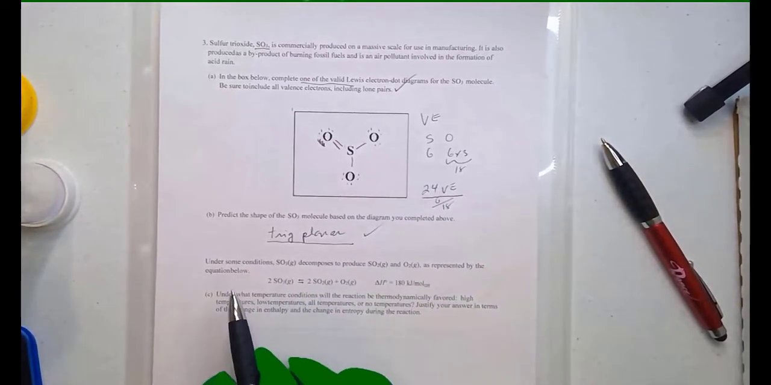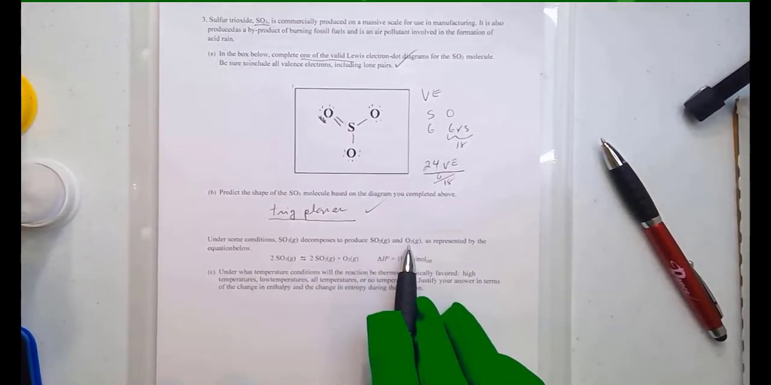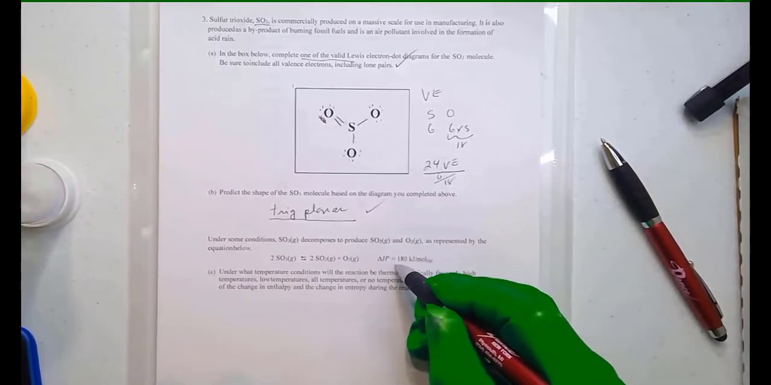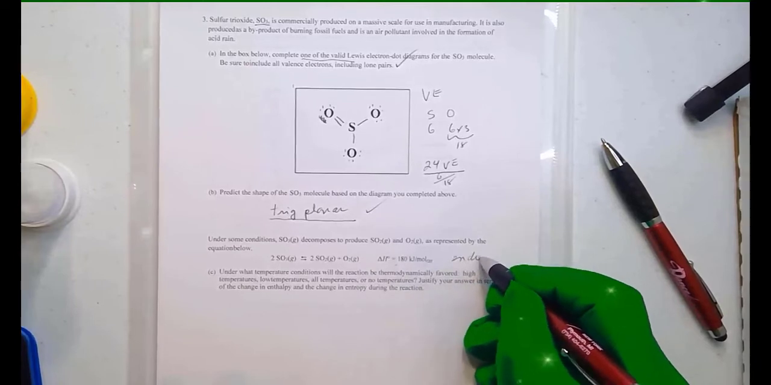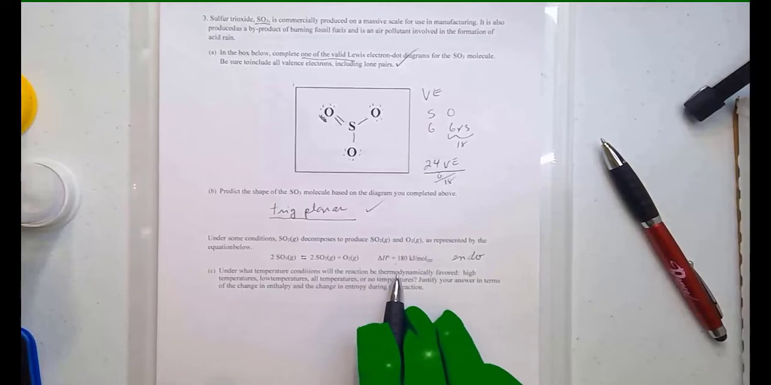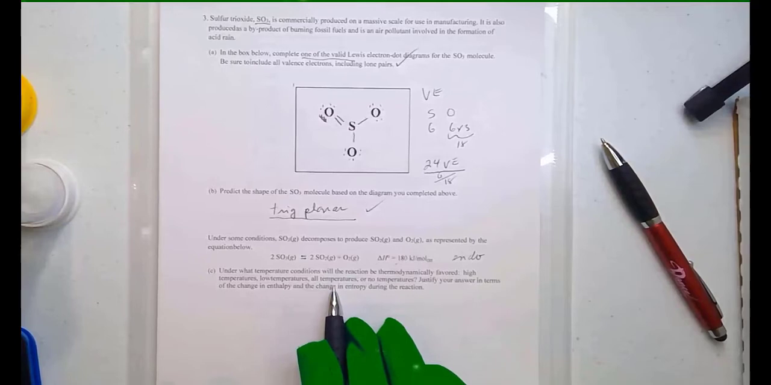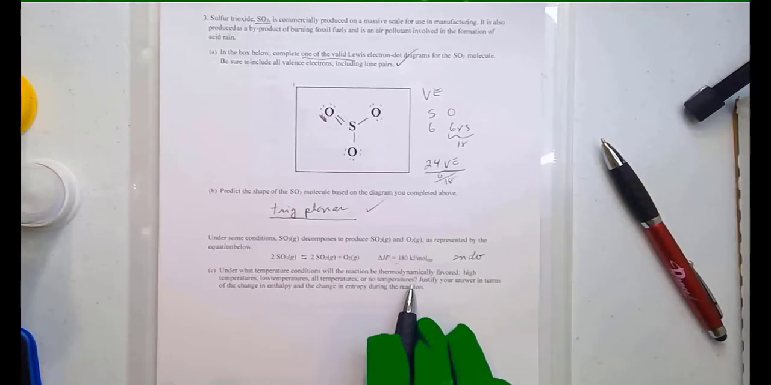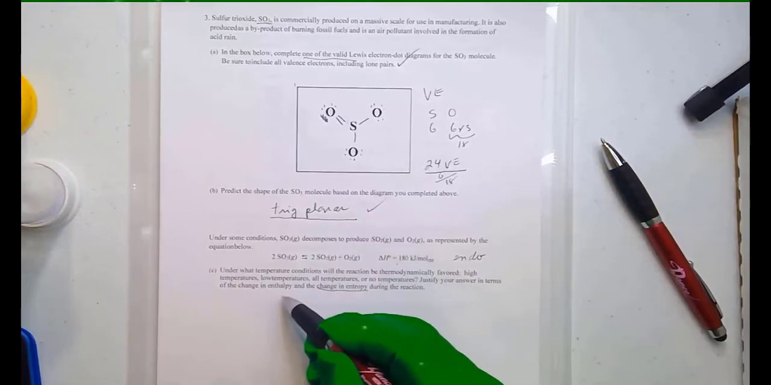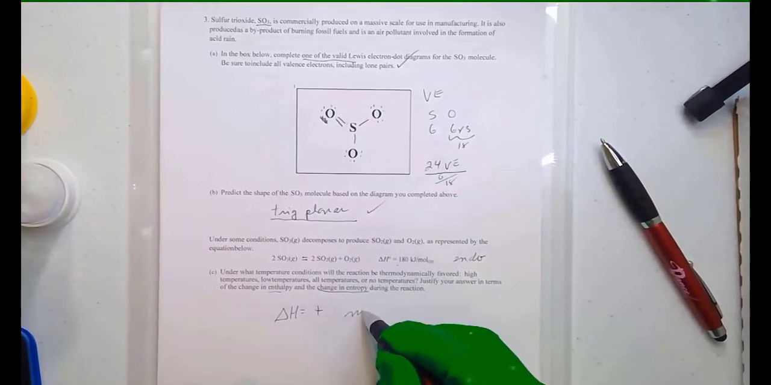Okay, let's keep going. Under some conditions, SO3 decomposes to make sulfur dioxide and oxygen, as presented in the equation below. Okay, exothermic reaction? No. It's a positive sign. It's endothermic. Under what temperature conditions will the reaction be thermodynamically favored? High temperatures, low temperatures, all temperatures, or no temperatures? Justify your answer in terms of the change in enthalpy and change in entropy. Okay, delta H equals plus, not thermodynamically favored.